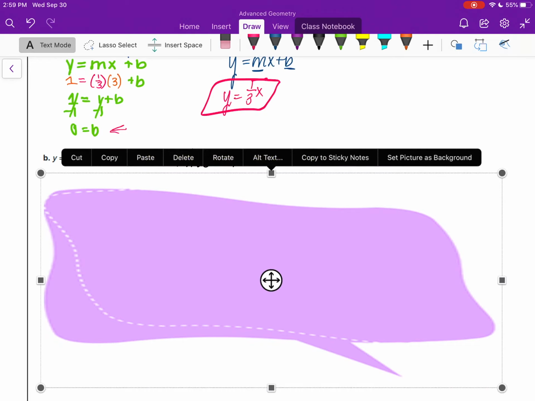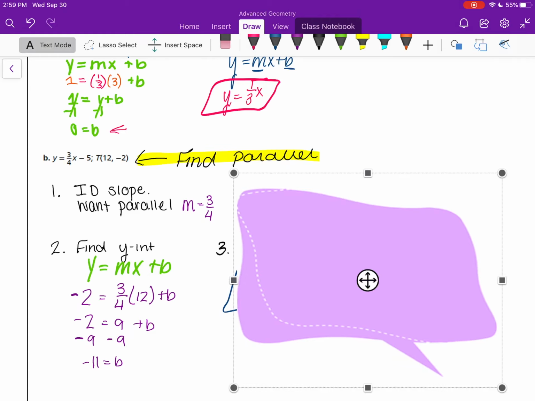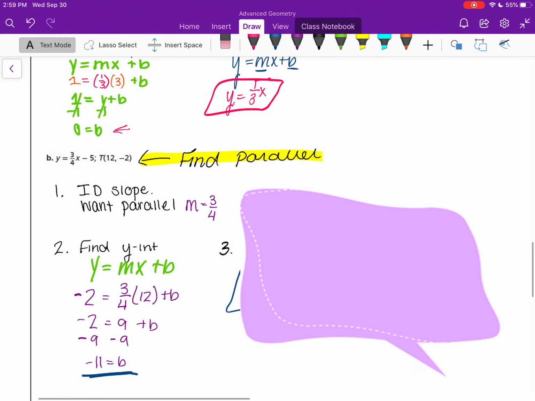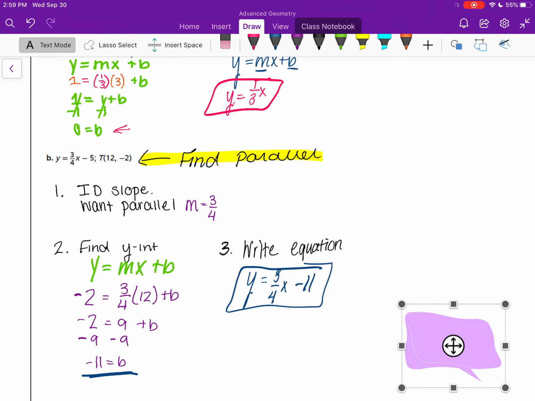All right, if you did that, with step 1, you want to find the slope. If you want parallel, the slope should be the same, so it should be 3/4. Then use that point and that slope to find a b value. Your b value, the y-intercept, should be -11. And when you put that all together, the equation of the line should be y equals 3/4 x minus 11. How'd you do?